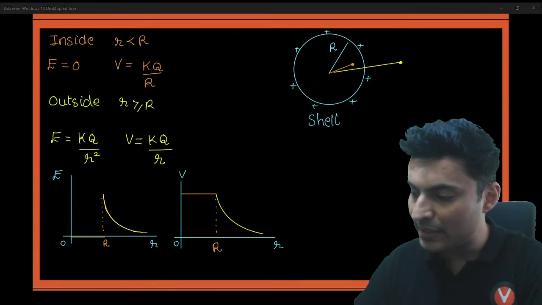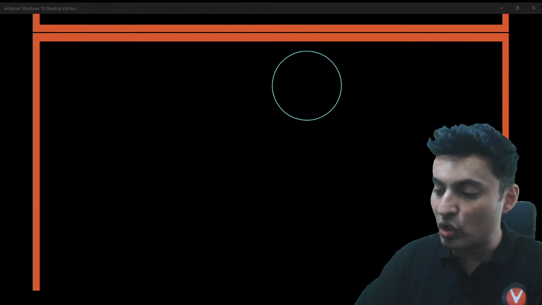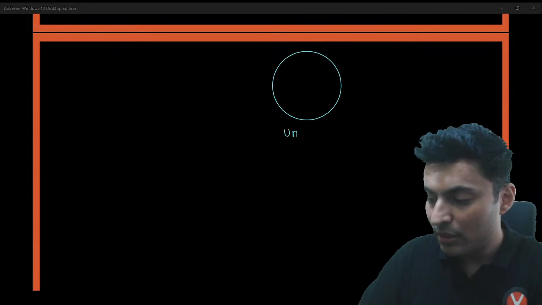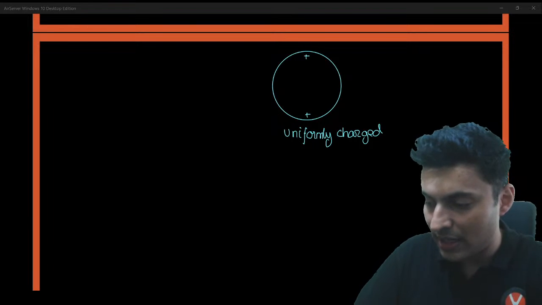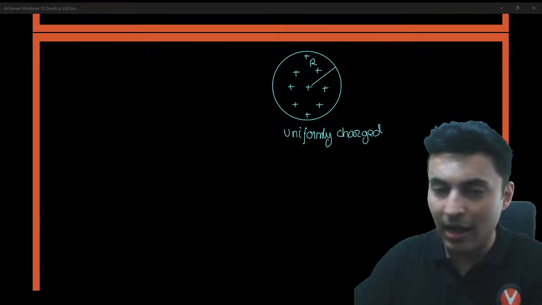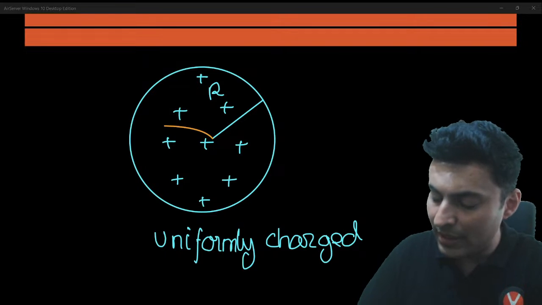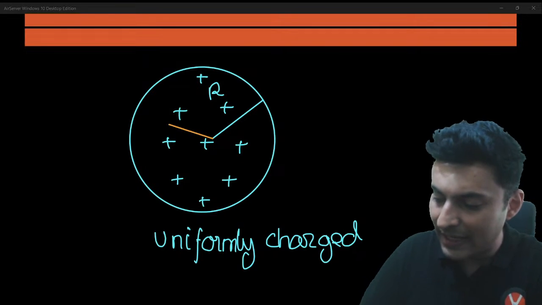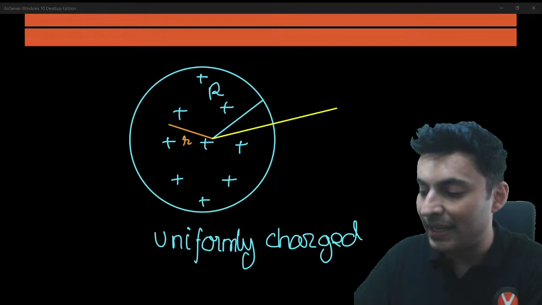Very good. Next important graph. Let's go for it. Just like before, but this time it will be a solid sphere, uniformly charged. That means the charges are not just on the surface, but also inside. So this is your capital R. And there are two scenarios, my dear warriors. One is again when you are inside, and the second one is when you are outside.